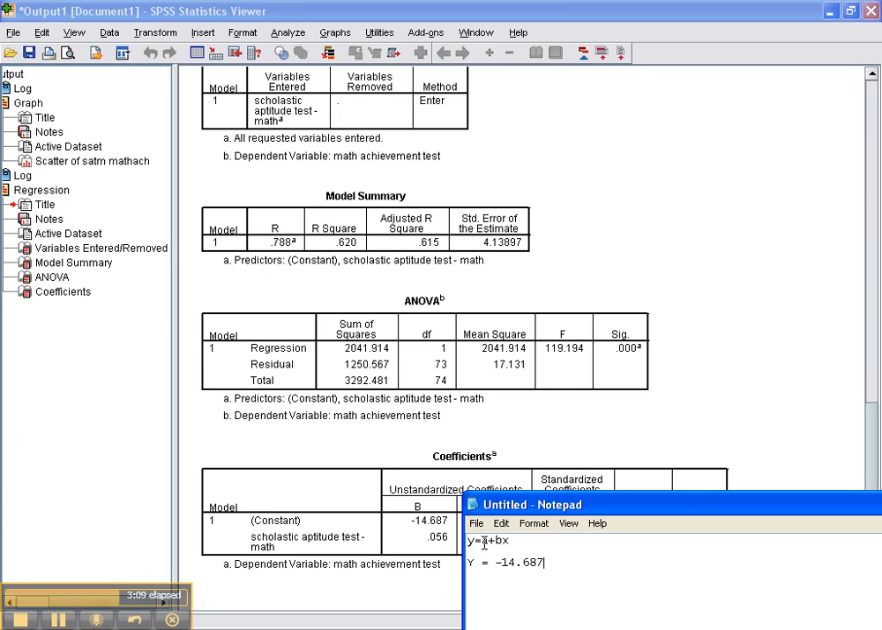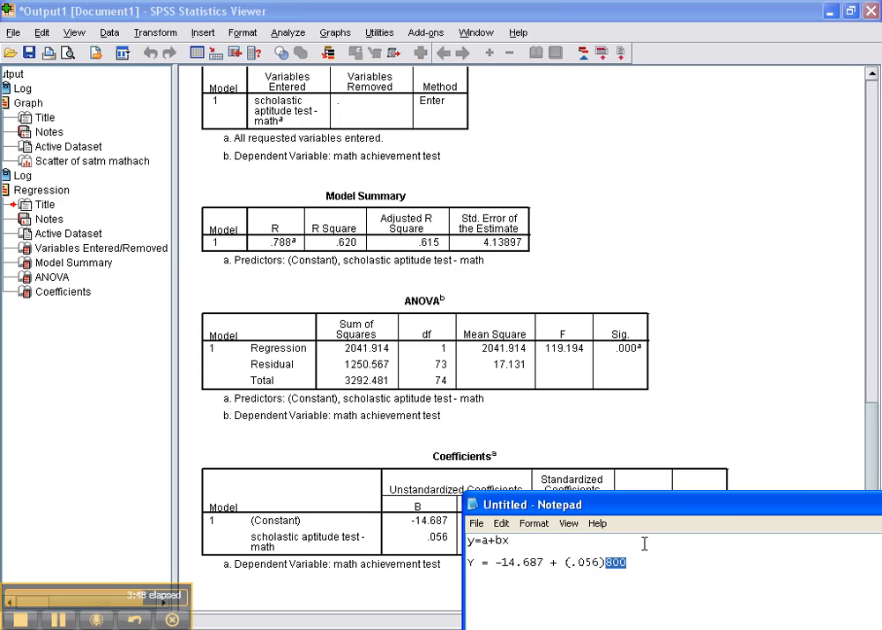And then what's next? Slope. A plus bX. What's our B here? Our slope of our independent variable is 0.056. And what's the value of our independent variable? We said 800. There's our equation. Y, our unknown dependent variable value, equals constant plus slope times our independent variable. We give it a value.